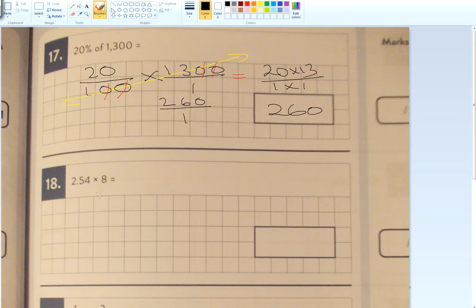2.54 times by 8. So we start from the right hand side. 4 times by 8 is 32. 5 times by 8 is 40. 40 add 3 is 43. 2 times by 8 is 16. 16 add 4 is 20.